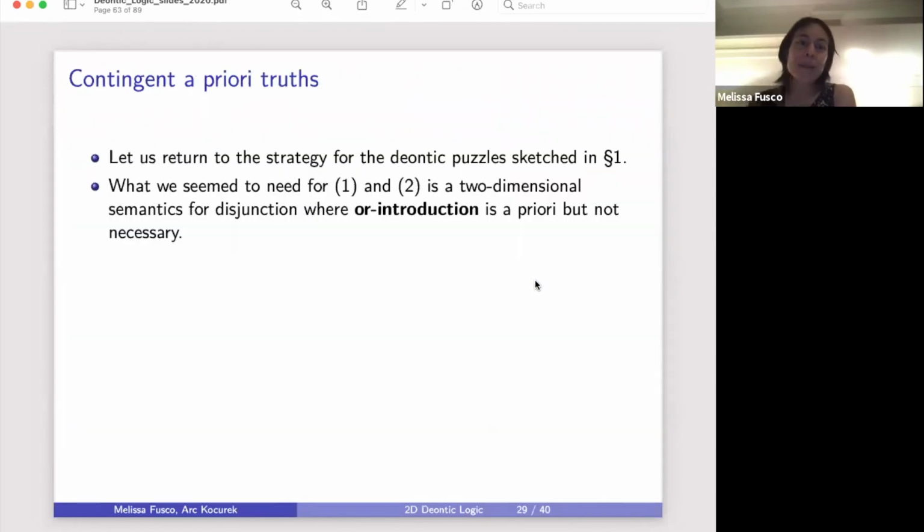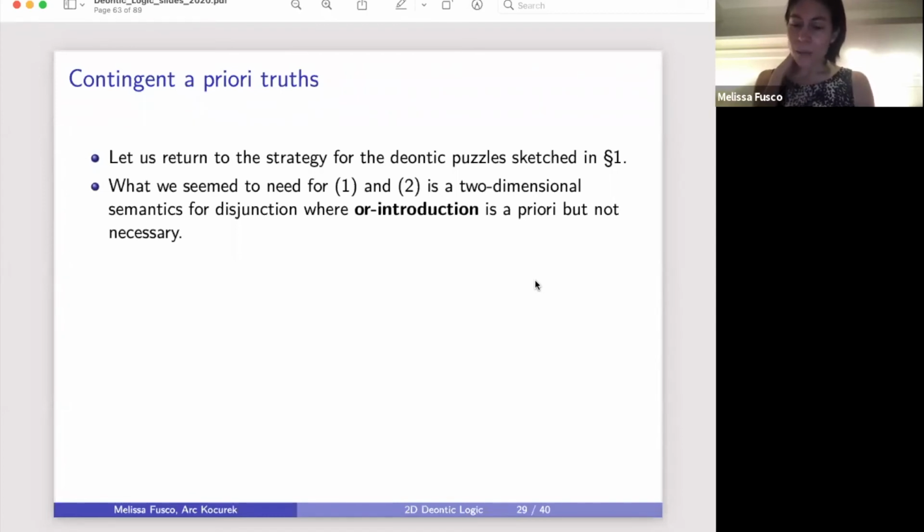Okay, so zooming out a little bit, let's return to the strategy for the deontic puzzles that I sketched in the introduction. What we seem to need for 1 and 2 is a two-dimensional semantics for disjunction where or introduction is a priori but not necessary. So why do I want that? Basically, the reason I want it is because I want to block or introduction in the scope of ought for 2, right? But I don't want to block or introduction outside the scope of ought.